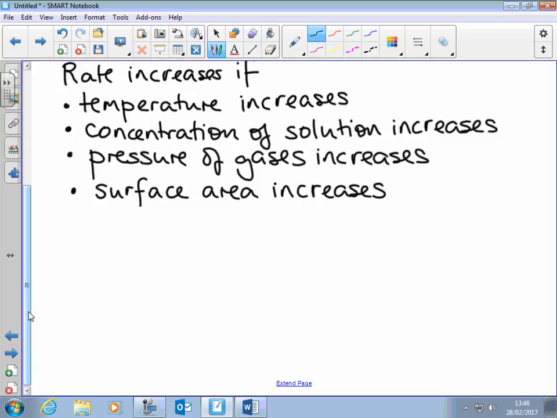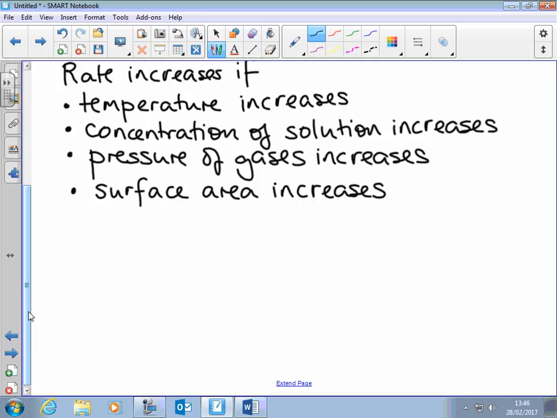Rather than comparing the loss of mass method and the production of gas method, choose one and then do the 3 different sizes of marble chip, and you find that you do get different rates, even from quite a very simple sort of arrangement.